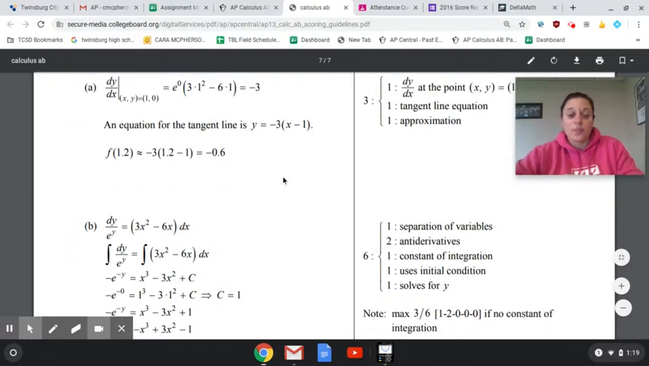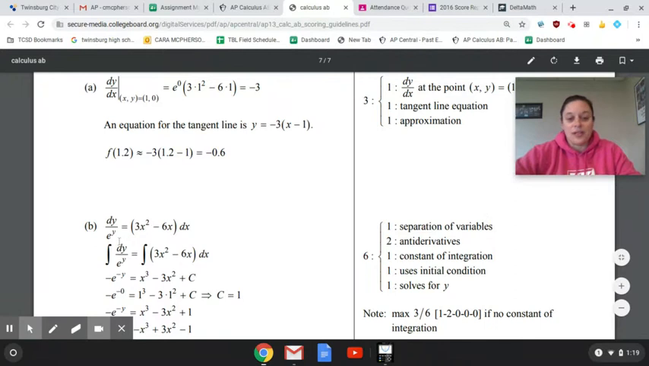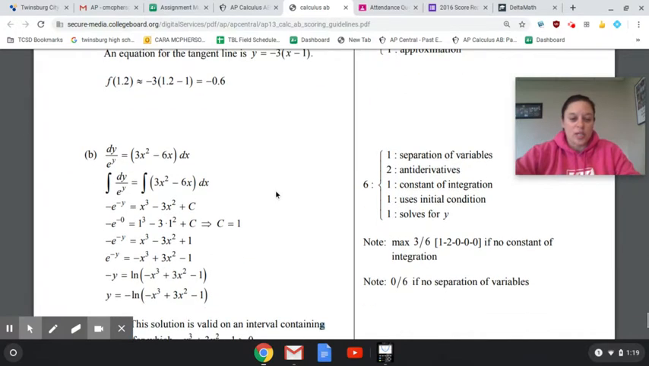So 6 of the 9 points come from this part. So 1 point is separating, it's just, again, getting your e to the y to the other side. If you don't separate, they stop grading. Then you get 2 points for integrating, which I like because I think the e side, the y's, is a little more complicated. So that's a separate point. So if you mess up the adjustment, for example, if you forget the adjustment, you can still get a point on the x side for integrating it correctly.